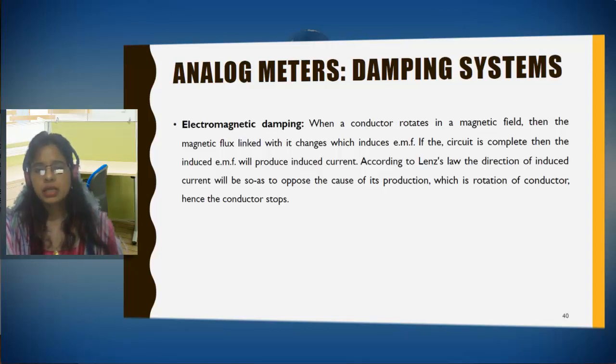The direction of the induced current will be such that, according to Lenz's law, it opposes the cause of the production of current. Now what is the cause of production of current? The cause is the rotation or movement of the conductor. So it will try to stop the conductor from rotating. So what is written is, the direction of induced current will be so as to oppose the cause of its production, which is rotation of the conductor, hence the conductor stops. So this way the electromagnetic damping is used.